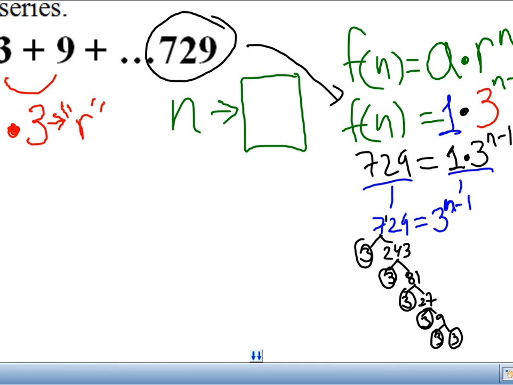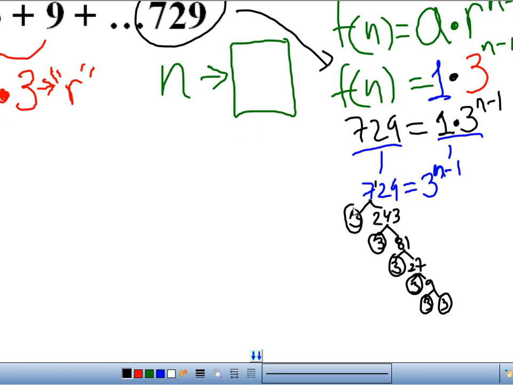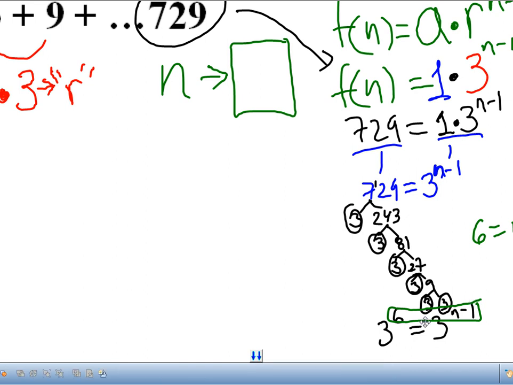So we can rewrite 729 how? What's the base? 1, 2, 3, 4, 5, 6. The base is 3 with the exponent of 6. Bring down the equal sign, and that's equal to 3 to the exponent of n minus 1. Now we can figure out our n. How do we figure out our n? If both of them have the same base, we just need to focus on the exponents. So we end up writing 6 equals n minus 1. That's it.